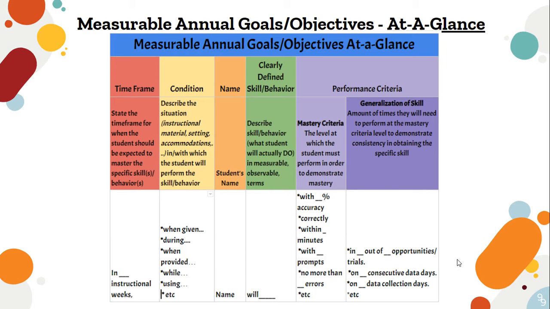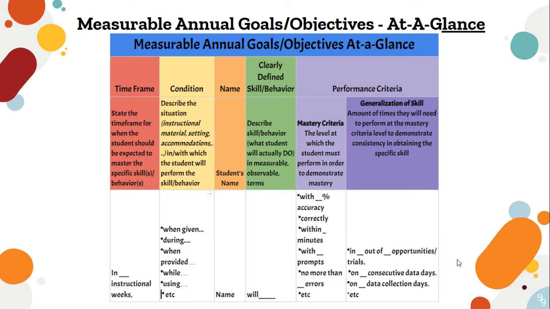Stating the skill or behavior is the meat of the goal or objective. What specific skill is the student expected to demonstrate? It should be written in a way that anyone who reads the goal should clearly understand what skill or behavior the student is expected to perform. The more specific and defined the skill or behavior is, the easier it is to collect data and progress monitor.